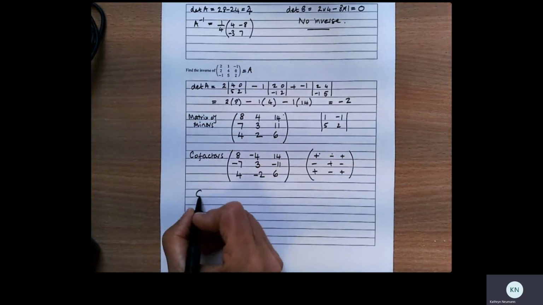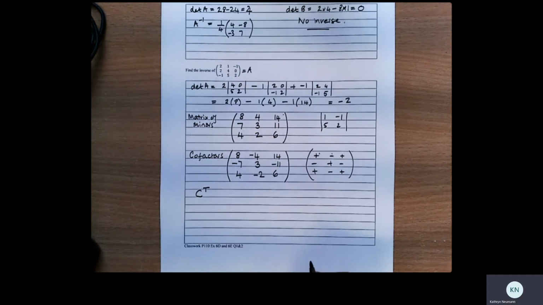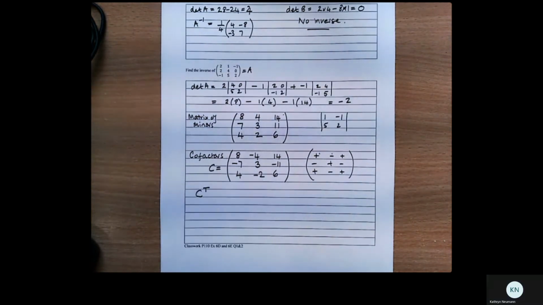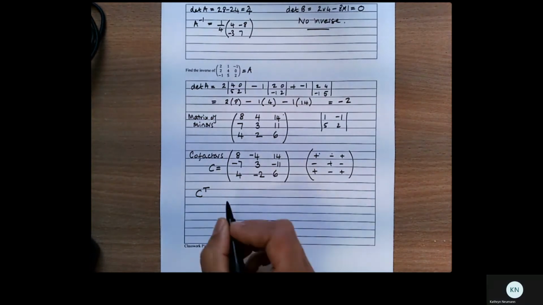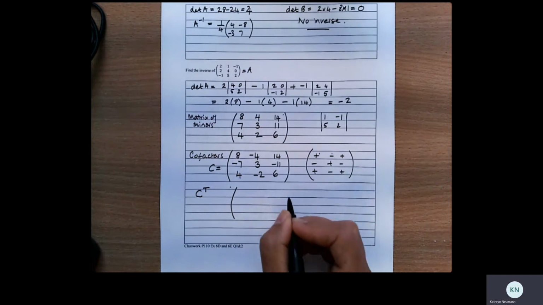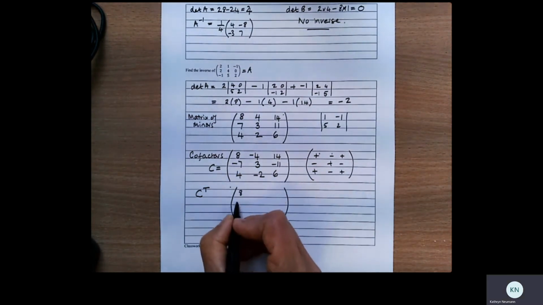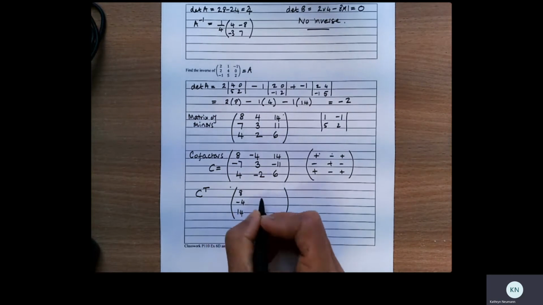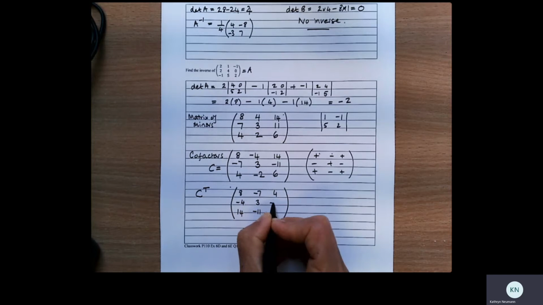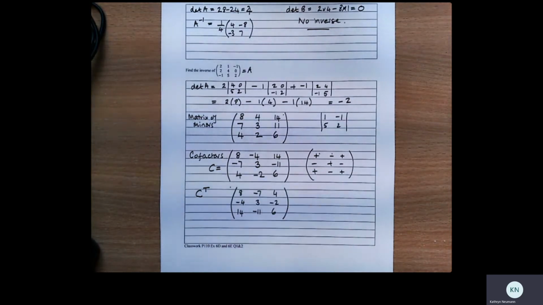What we do now is we find the transpose of that. So we find the transpose of the matrix of cofactors. This is often called C. So we are going to write the rows as the columns. So we're going to go 8, minus 4, 14, minus 7, 3, minus 11, 4, minus 2, 6. So I've taken each row and written it as a column.